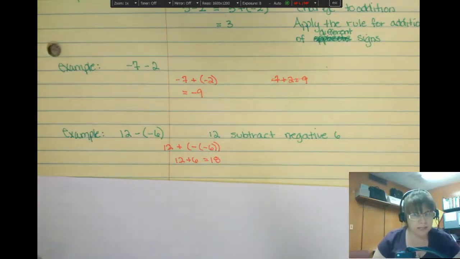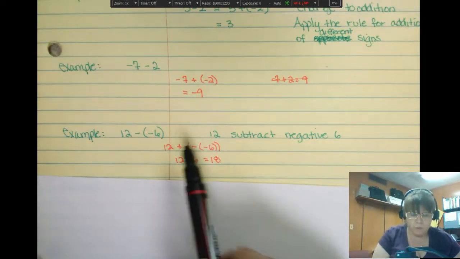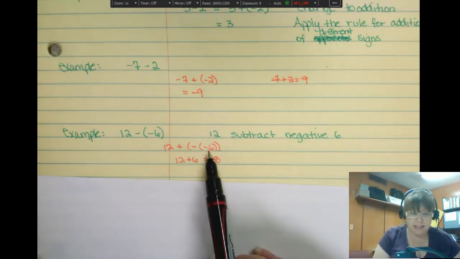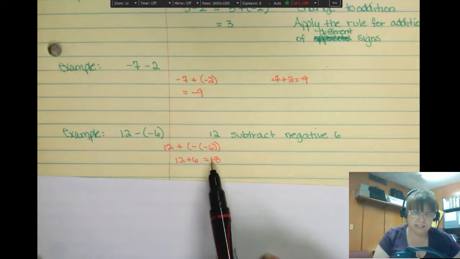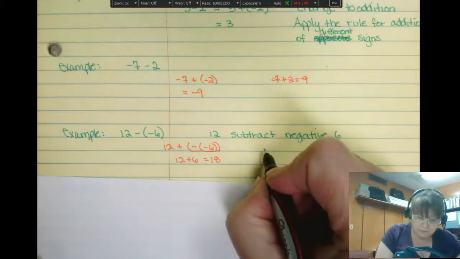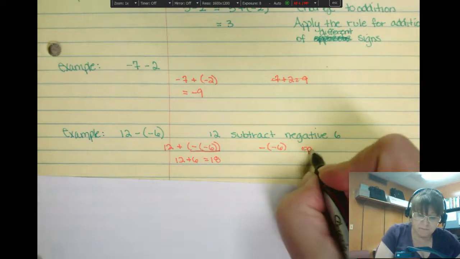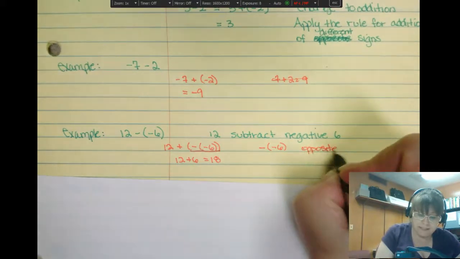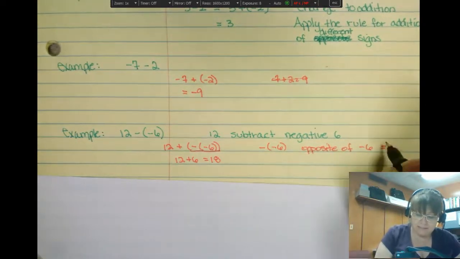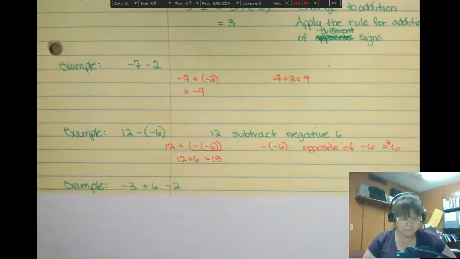Okay, let me go over that one more time. 12 minus negative 6, we can change it to 12 plus the opposite of negative 6. And the opposite of negative 6 is positive 6. Okay, positive 6.